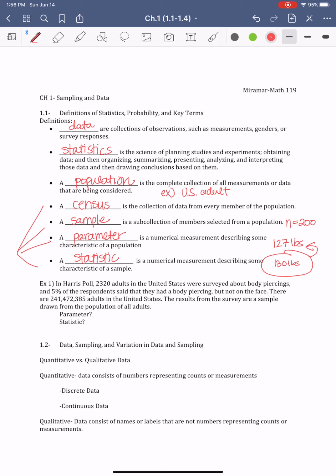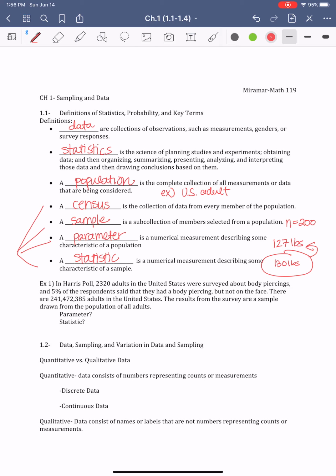Now also one thing I want you to note is the difference between statistics and statistic. There's an S. Statistics is like the subject, what you are studying. Statistic is a numerical measurement. So there's a difference between the two.